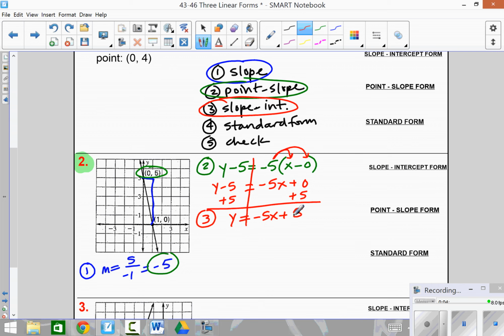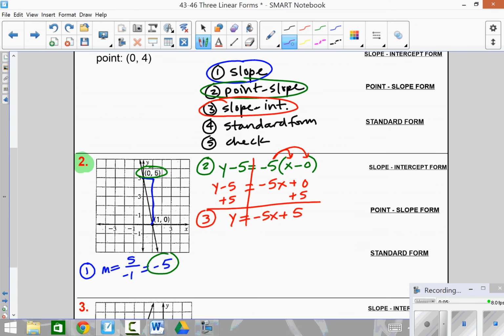And you can check to make sure that you did this correctly. If I plug in my 0 for x, it should equal 5 for y. -5 times 0 is 0, and 0 plus 5 does equal 5. So you know you're good. You could check 1 as your x. It should equal 0. -5 times 1 is -5, and -5 plus 5 does equal 0.